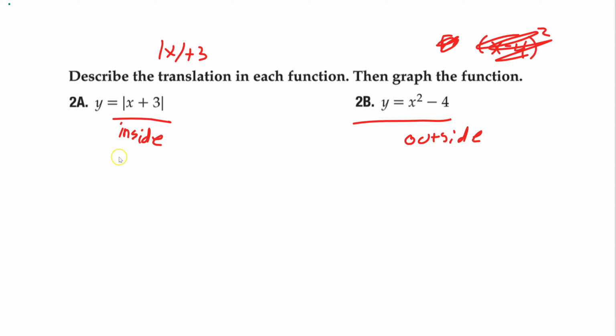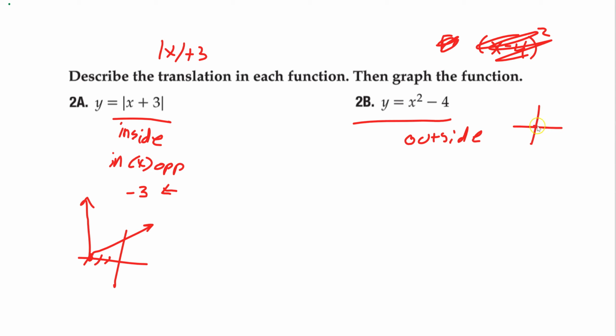So here it's on the inside, and it's inside x opposite. So I'm going to treat it like a negative 3. And I'm going to go, x means left and right, so I'm going to go left 3. So 1, 2, 3, and then I'm going to draw an absolute value graph. And we're just doing a sketch here. It's not a perfect graph, just a sketch of what's supposed to be going on. So it looks like that. If you have an x squared graph, an x squared graph looks like a U.